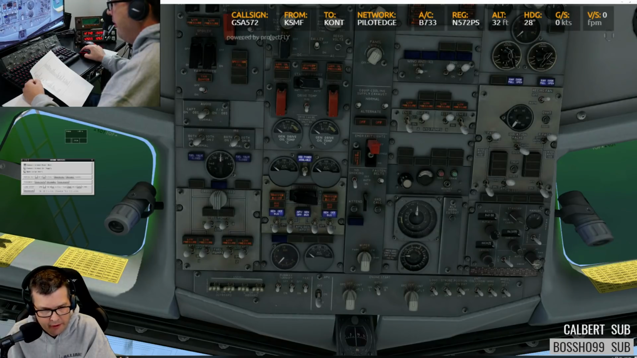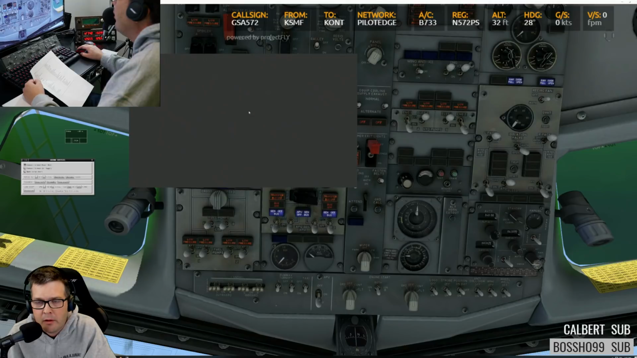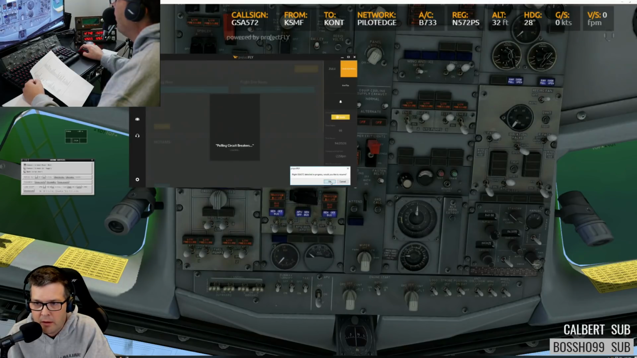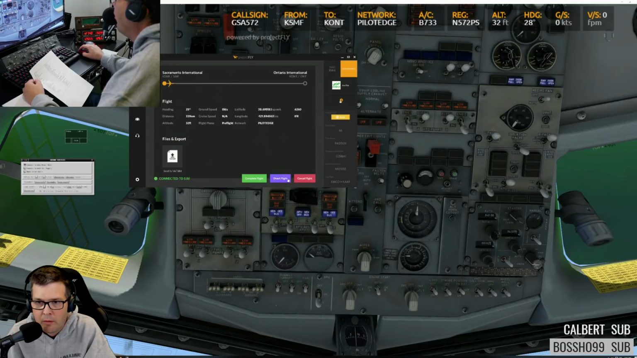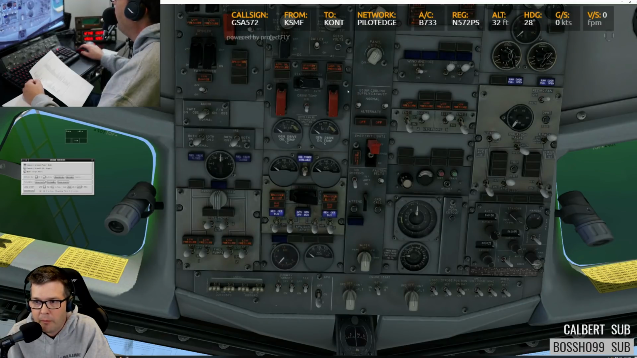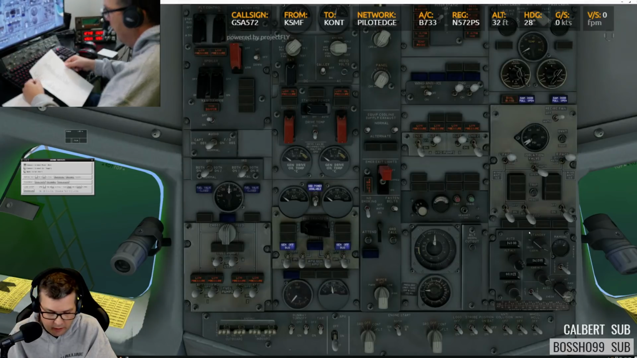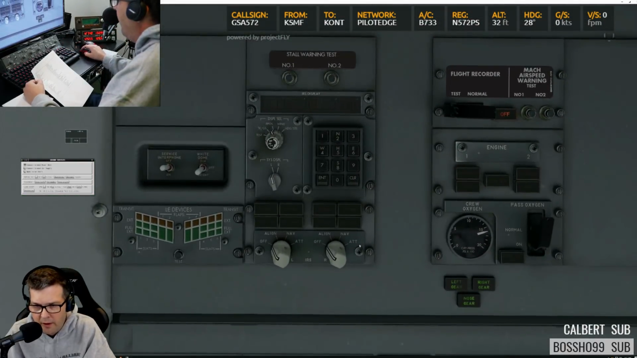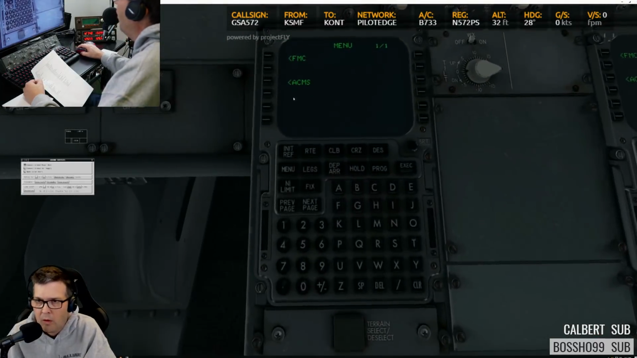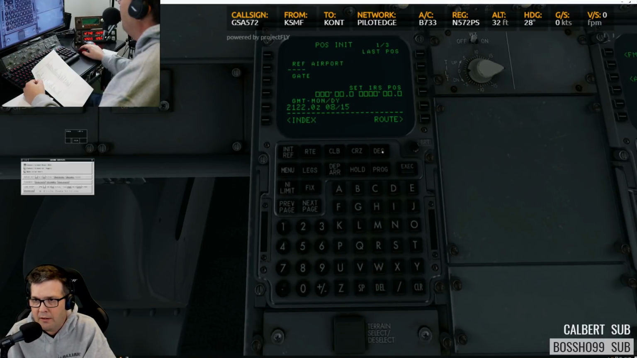Okay, I'm assuming that Project Fly will come up and assume I'm doing the same flight. Yes. Yep, there we go. Okay, APU gens on. APU bleed on. IRS nav. FMC position init. GPS left. Set IRS position. KSMF.